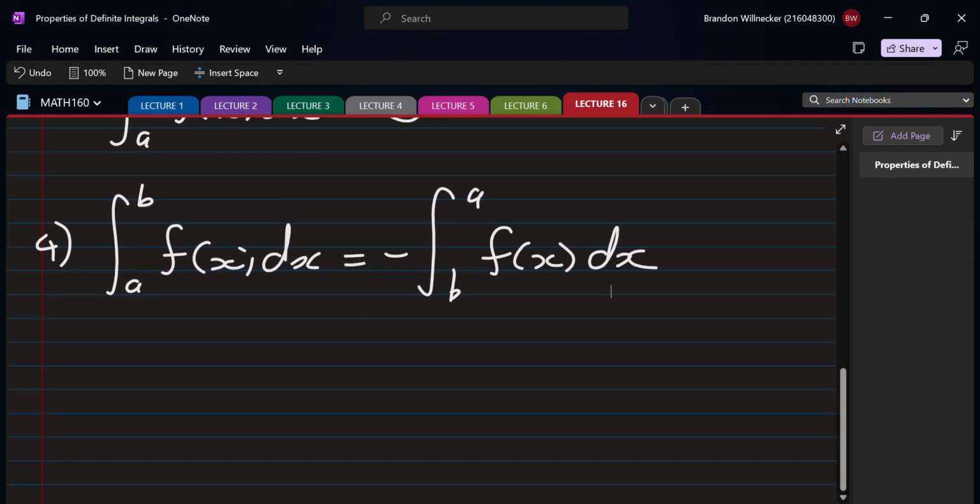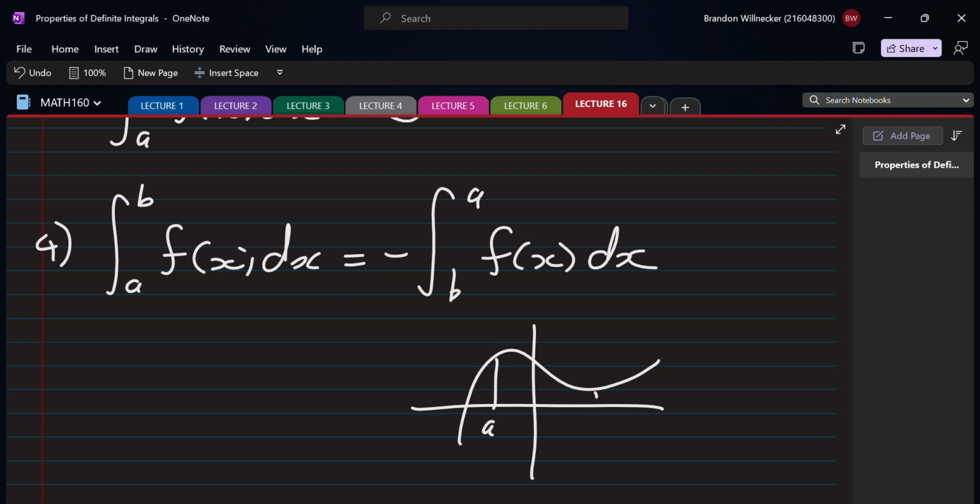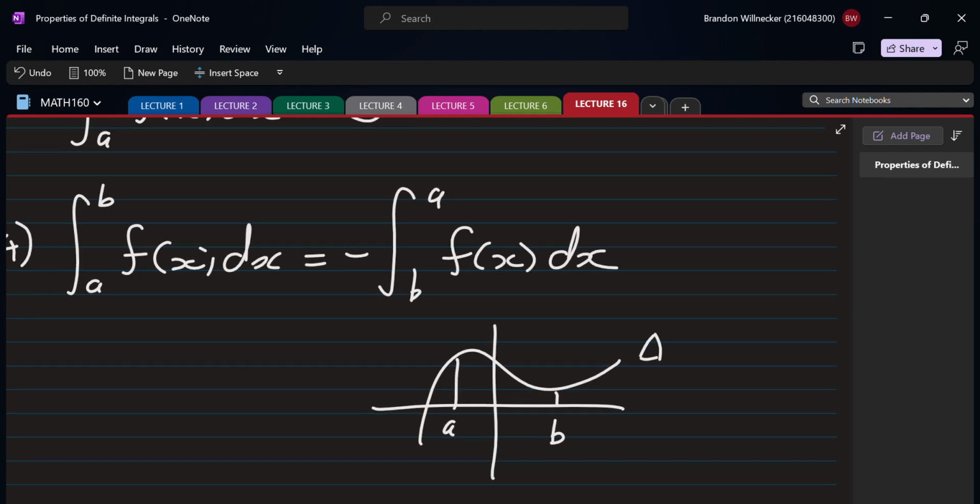A quick way to see why that is true. If we've got some function here from A to B, remember how we defined the delta x? It's B minus A over n. So here we get delta x is B minus A over n.